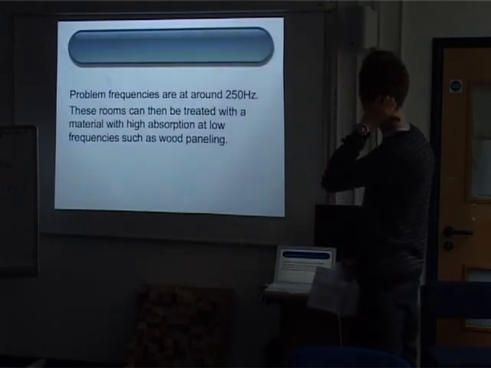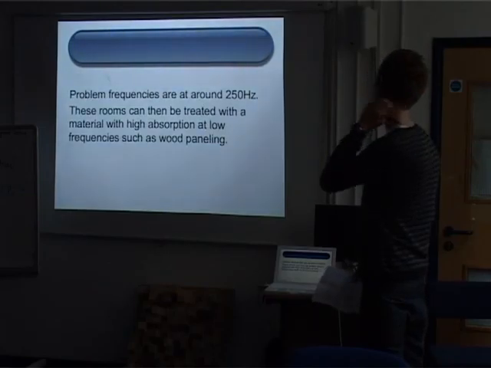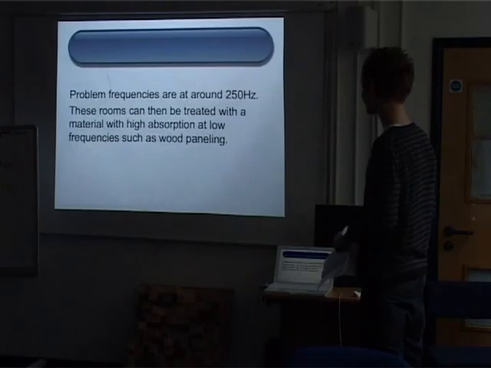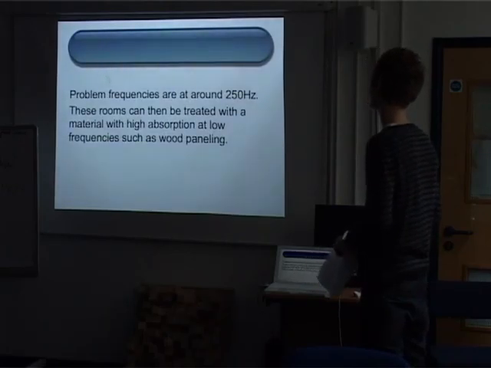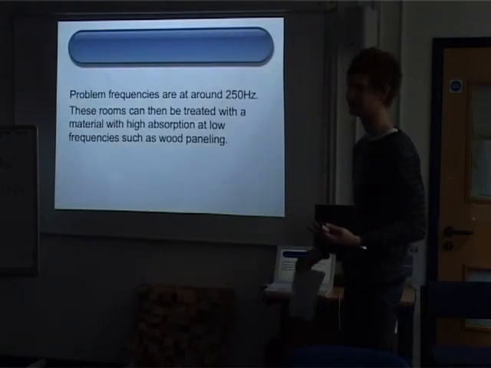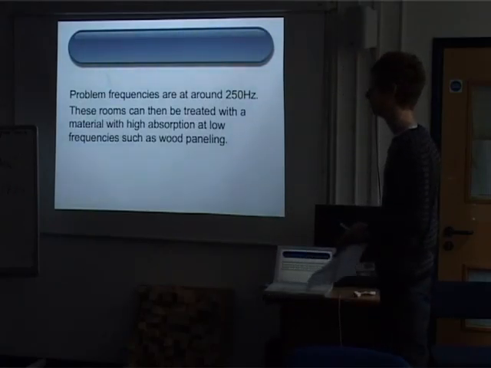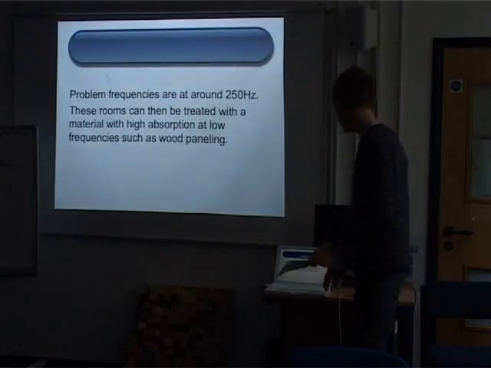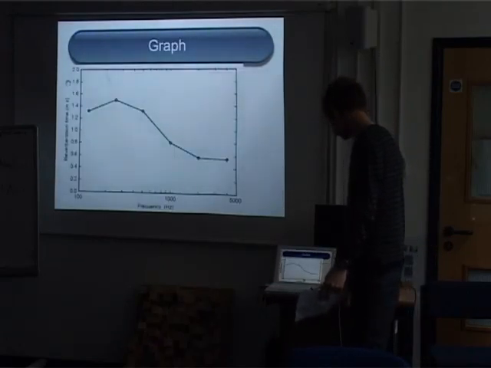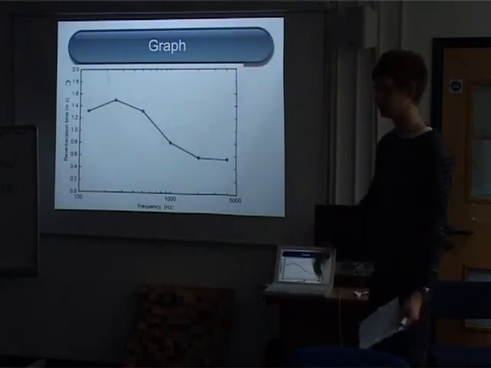Problem frequencies are normally at around about 250 Hertz. These readings can then be treated with a material with a high absorption at a low frequency, such as wood paneling, as I was first saying with your resonance absorbers. They'll be really good for your 250 Hertz to absorb all the sound.